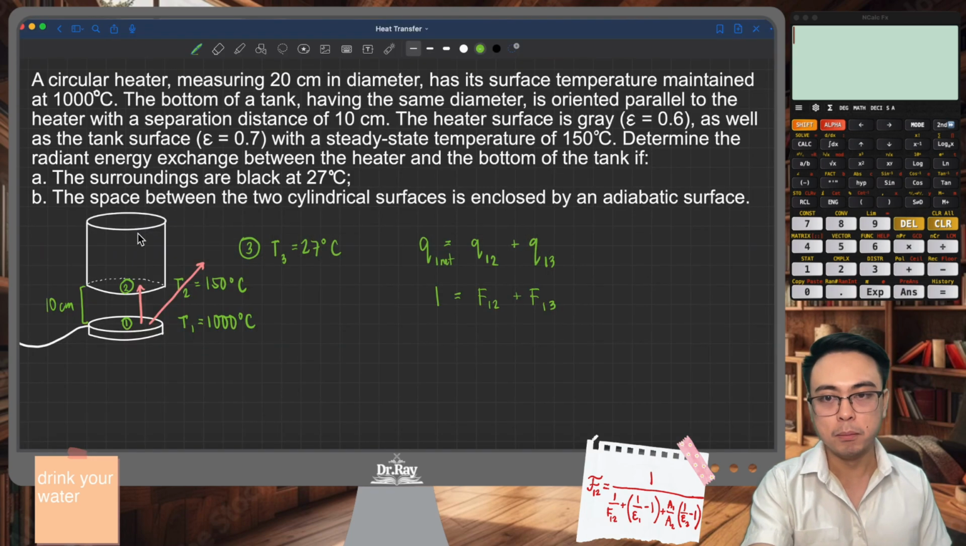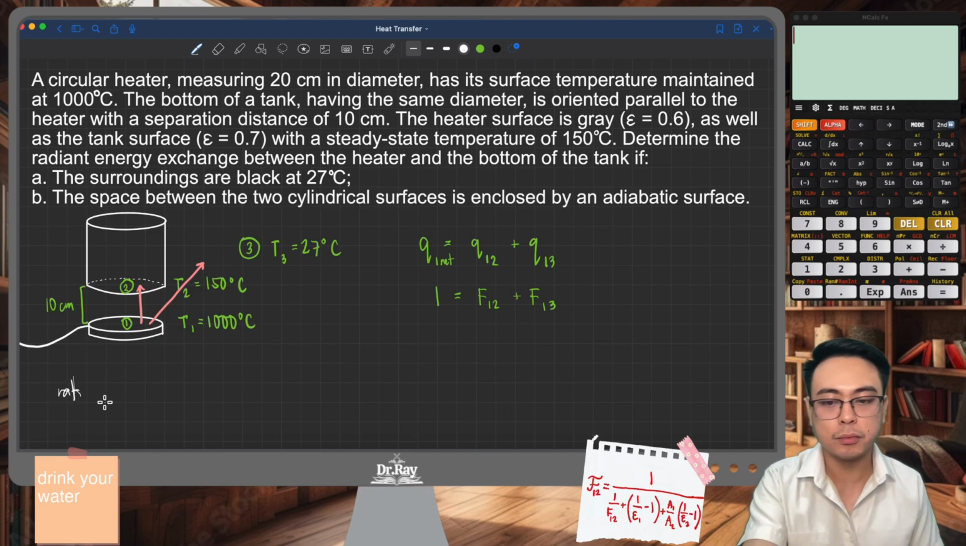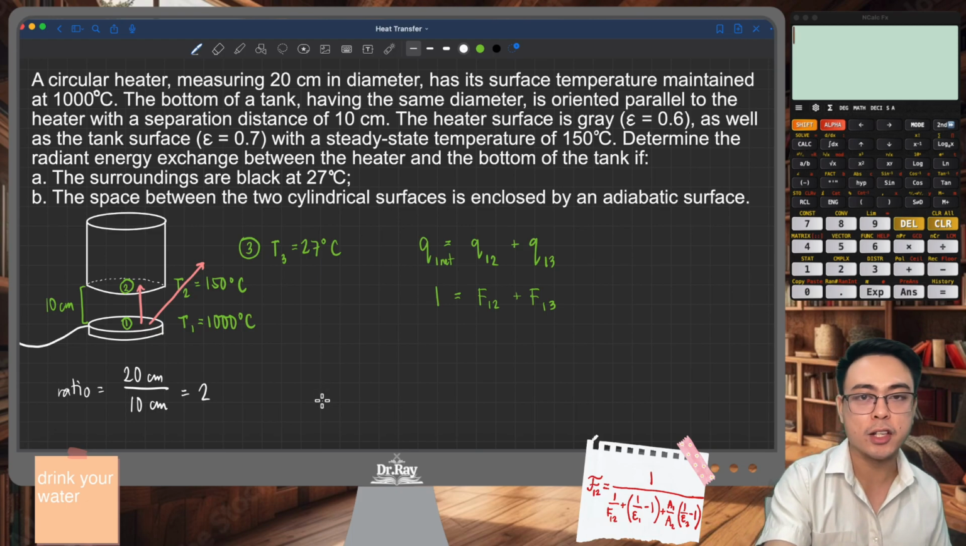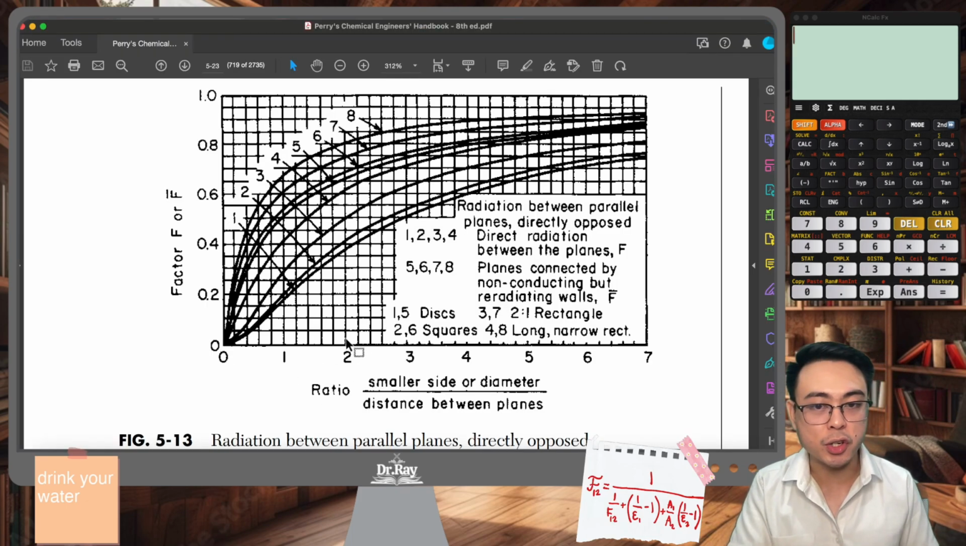So let's go back and solve for the ratio. The diameter, since those are two equal planes, is 20 centimeters. And the distance between the two planes is 10 centimeters. We have a ratio of 2. Now let's go to that table, and this is your ratio of 2.